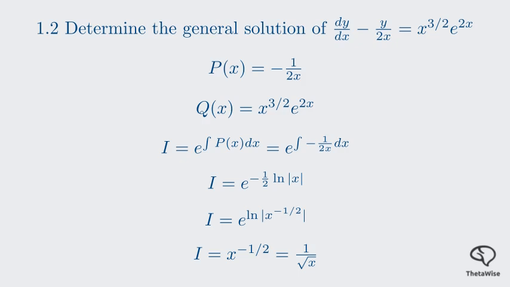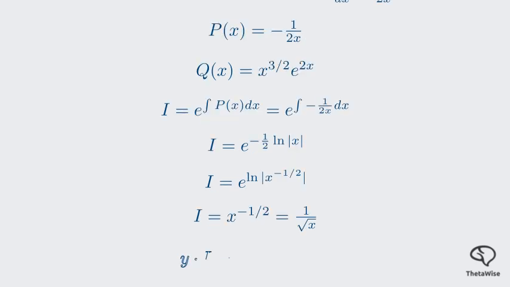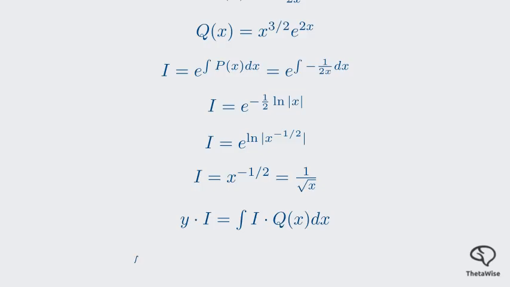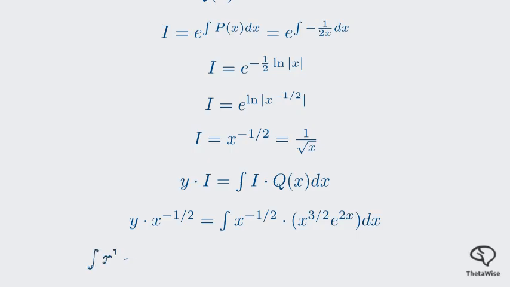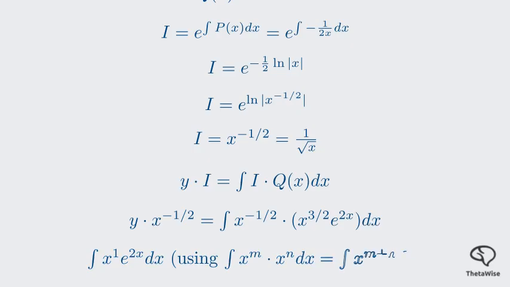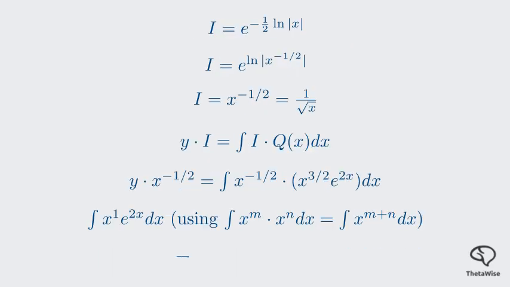Let's find the general solution using our formula. The solution is y times I equals the integral of I times Q(x) dx. Substituting our values, we get y times x to the negative 1/2 equals the integral of x to the negative 1/2 times x to the 3/2 times e to the 2x dx. Let's simplify the term inside the integral. Using the rules of exponents, we add the powers of x. Negative 1/2 plus 3/2 equals 1. So the integral simplifies to the integral of x times e to the 2x dx.